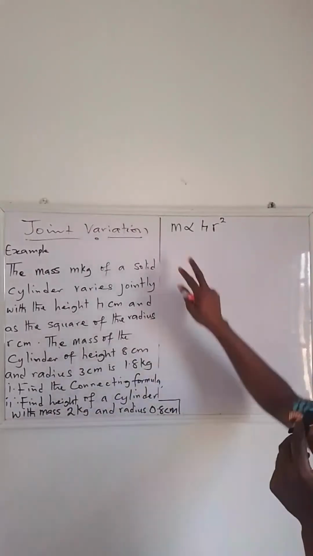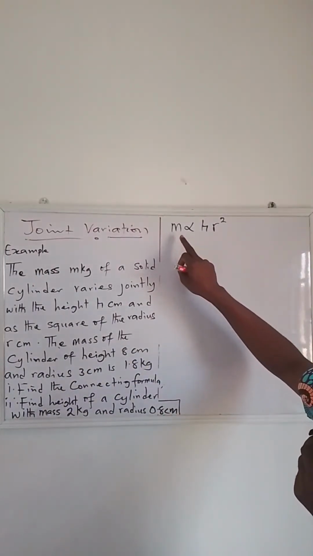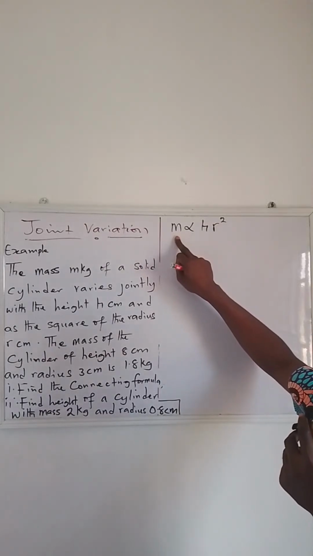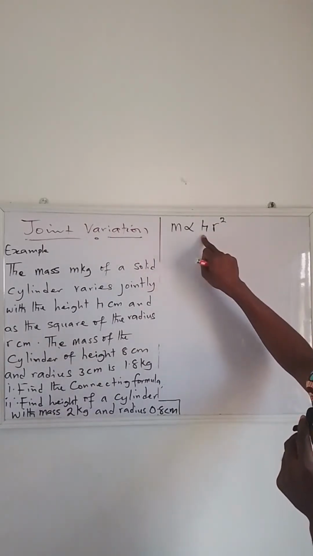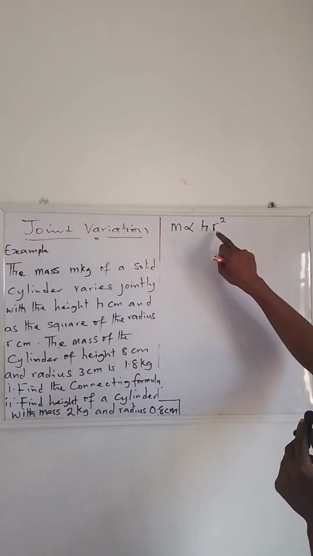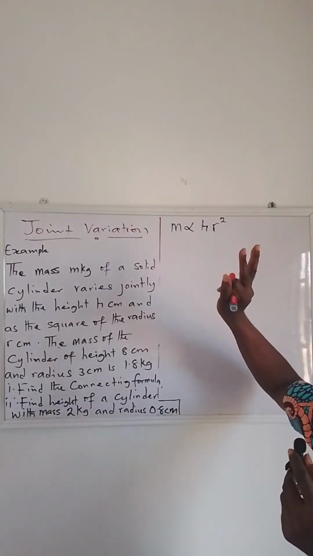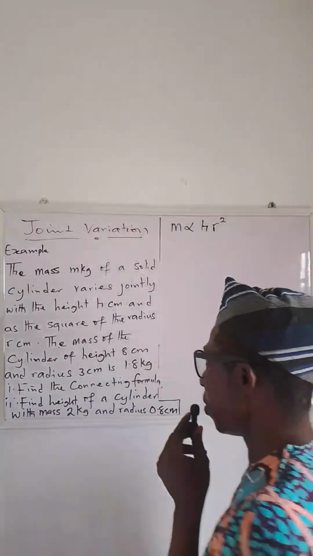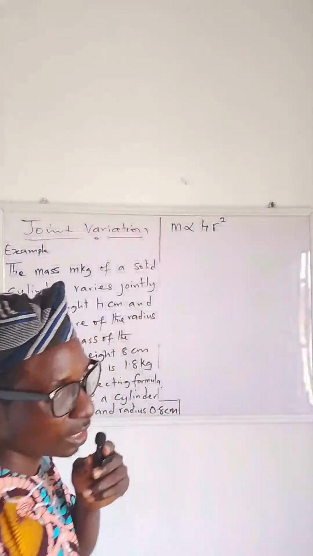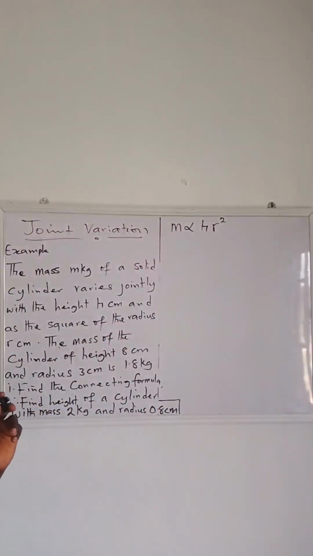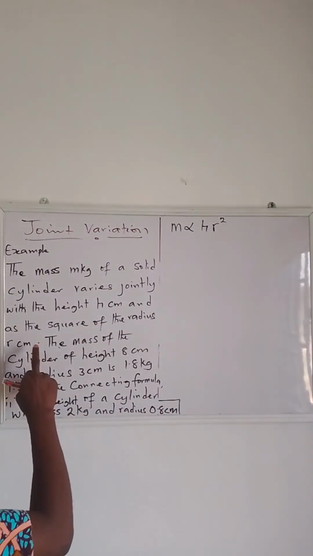You can see, look at the parameters being varied. We have m, which is the mass of the cylinder, h, which is the height of the cylinder, and r, which is the radius of the cylinder. So these are the 3 parameters that are being varied. Okay, that is good. Now let's move on.